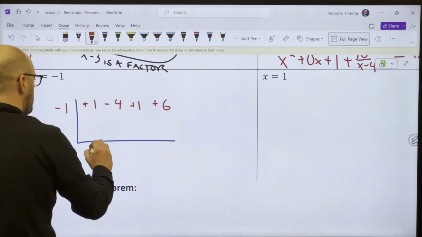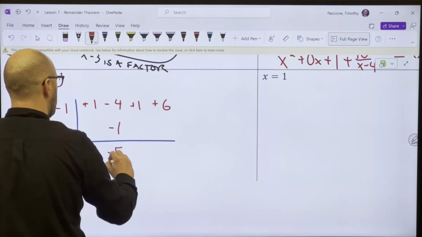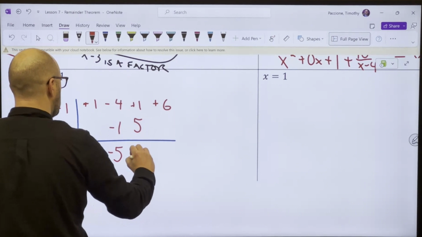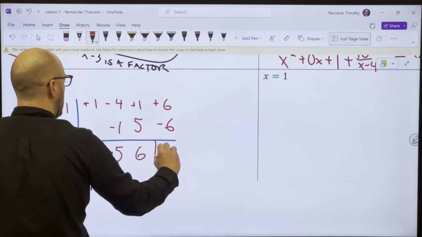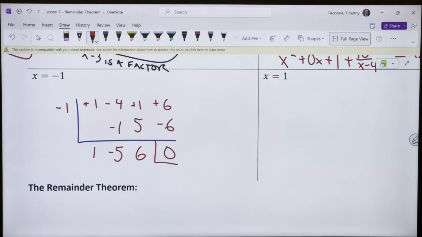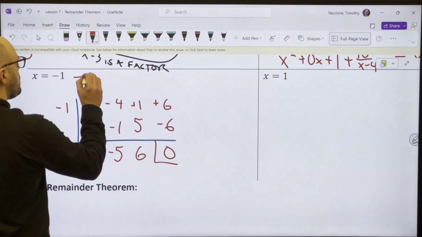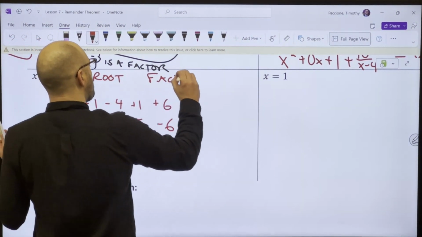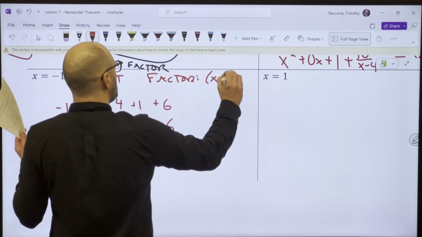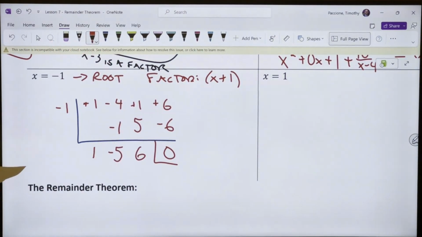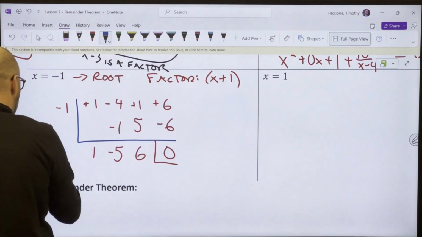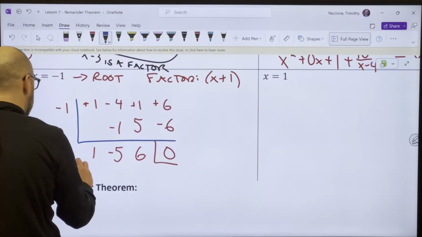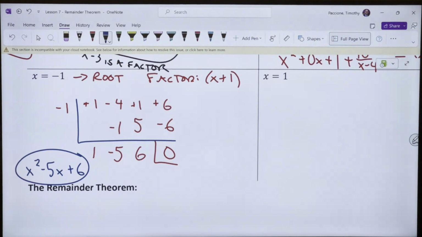All right, you bring down the 1, multiply, get negative 1. Add, get negative 5. Multiply, get 5. Add, get 6. Multiply, get negative 6. And it gives me a 0 remainder, which means this is a root, and the factor would be x plus 1, okay? Because we got 0, so we have no remainder. We know it's an x-intercept, right? We know it's a root. And the answer to the question would be x squared minus 5x plus 6, no remainder. That's my answer. Questions? All right, one more.